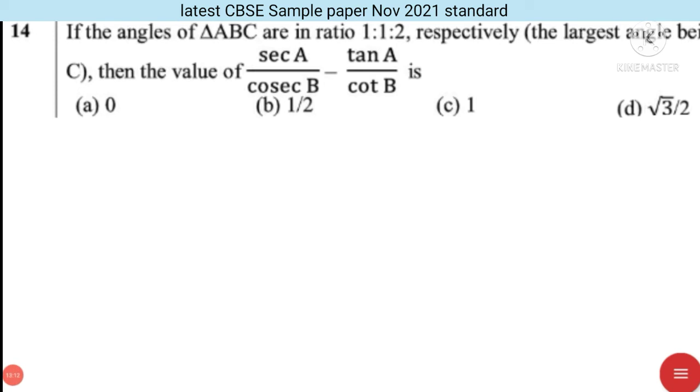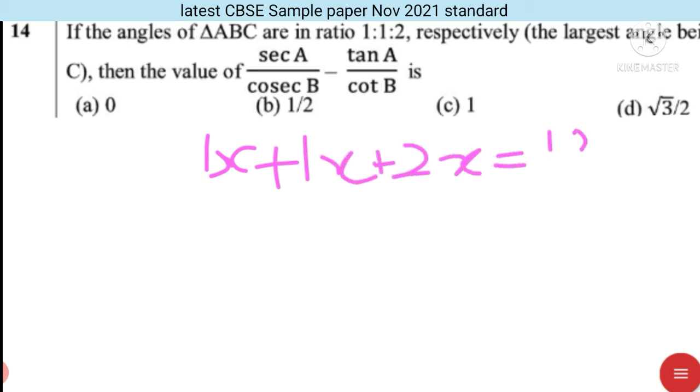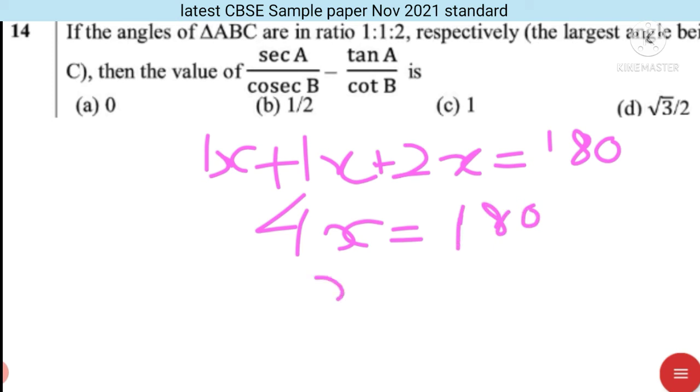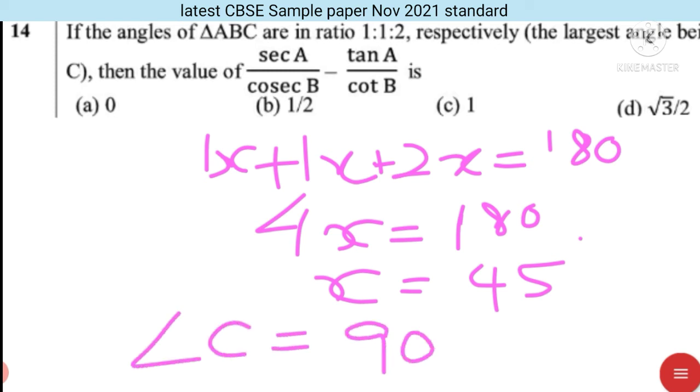If the angles of triangle ABC are in ratio 1:1:2, the largest angle being C, then we have to find the value of the given expression. But for this, first we need to find out the angles, right? So let the angles be 1x plus 1x plus 2x, and this is equal to 180, because the sum of three angles is 180. So I get 4x is equal to 180 and my x comes out to be 45, which gives me angle C, which is the largest, comes out to be 90.